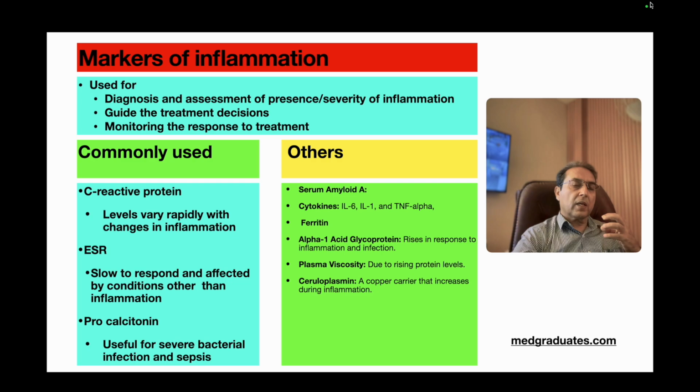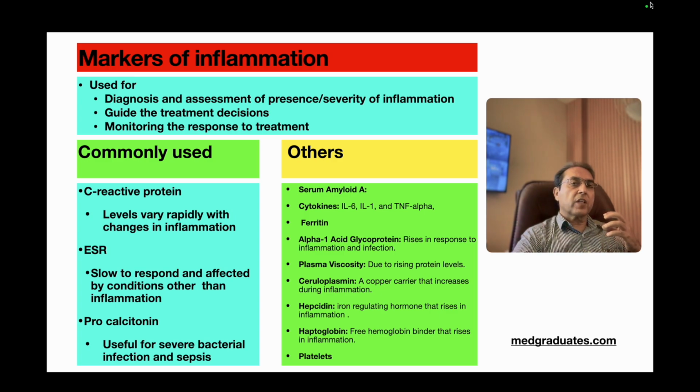Then ceruloplasmin, a copper carrier protein, rises during inflammation. Similarly, hepcidin is an iron regulating protein that rises in inflammation. Haptoglobin is a free hemoglobin scavenger in the blood. Free hemoglobin in the blood is taken up by the haptoglobin. It also rises in inflammation. And then finally, platelets also increase in inflammation; particularly, they are acute phase reactants.